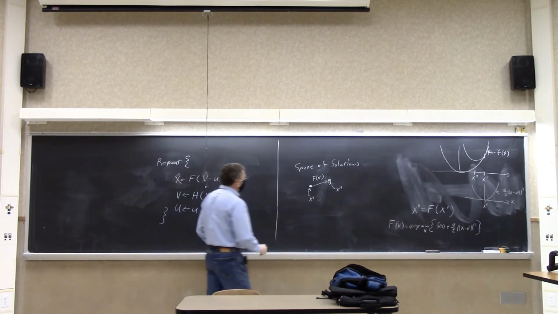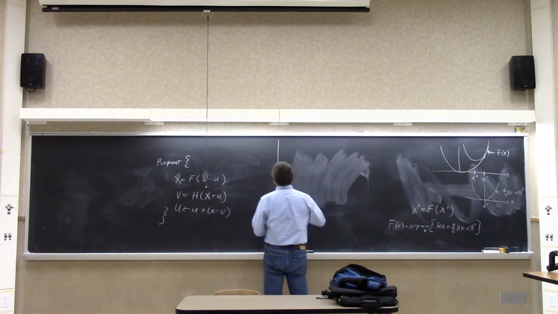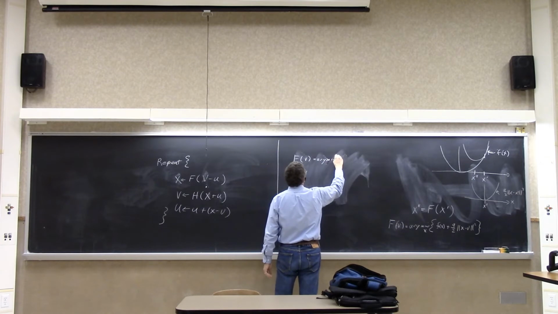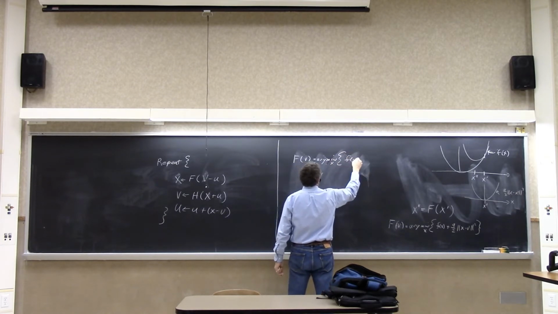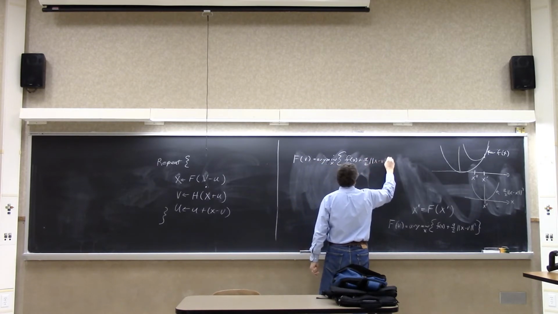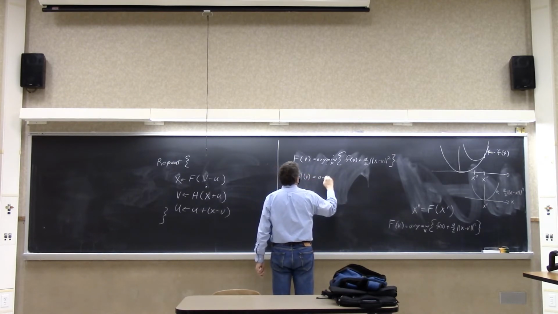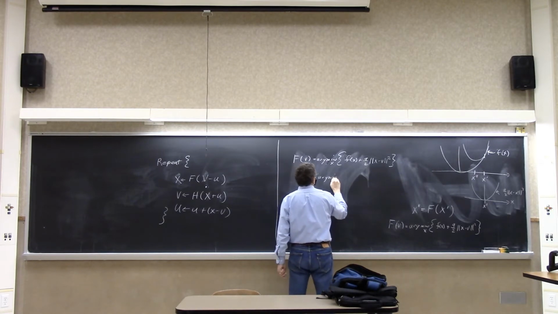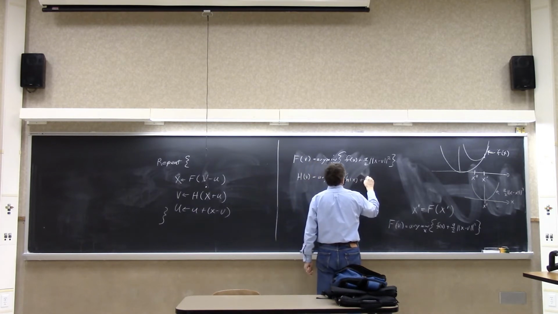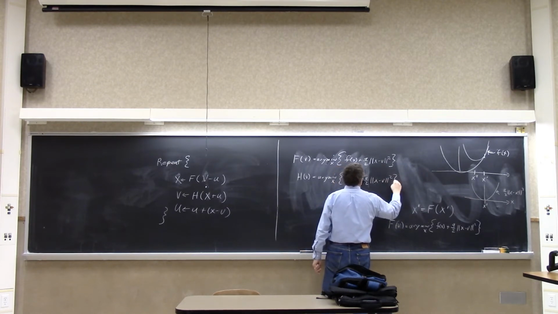Where now, that's right now, it's going to be f of, say, v is equal to arg min over x of f of x plus a over 2 norm of x minus v squared. And h of v is equal to arg min over x of h of x plus a over 2 norm x minus v squared, like that, right?